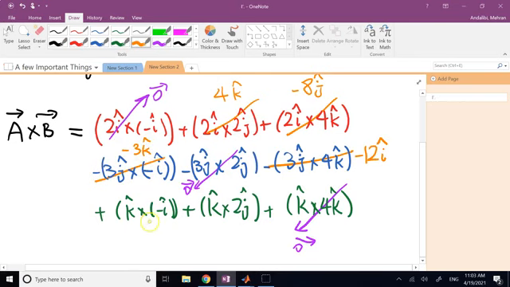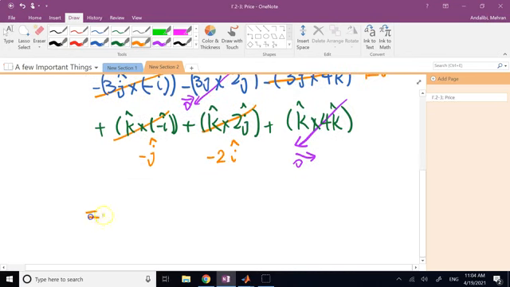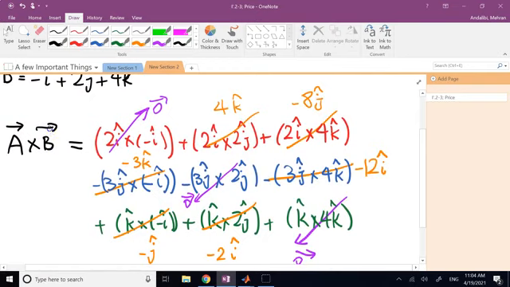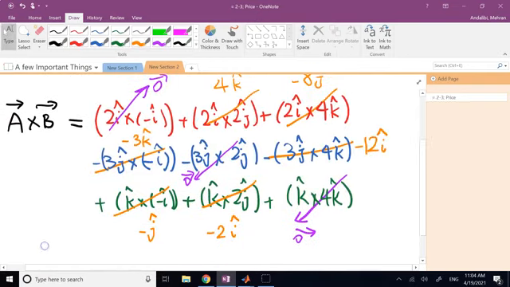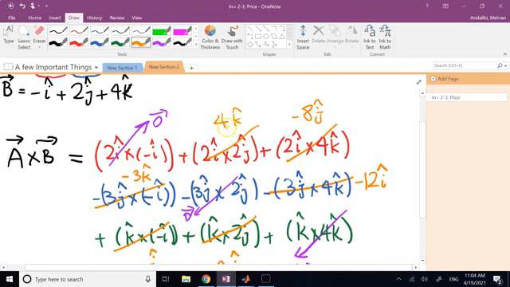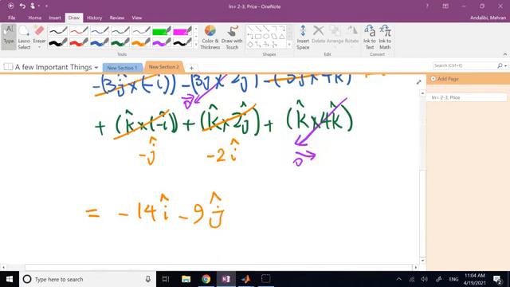Then you have k cross i, which is j, but there is a negative. And finally, k cross j, which is negative i, so it is going to be negative 2i. And now simplify. 2 and negative 2, negative 12, that's negative 14i. Then you have j, there is a negative here, and there is a negative 8 there, so that should be negative 9j. And finally you have k, there is a 4, there is a negative 3, so it should be 1k.